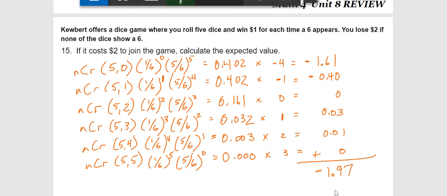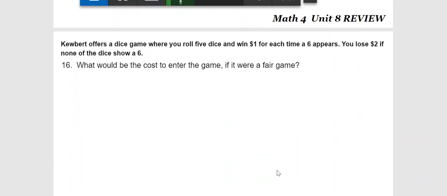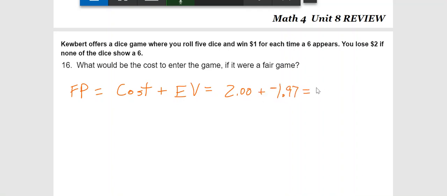Now, hang on, it costs $2 to join the game, and your expected value is you'll lose $1.97. Yeah, that doesn't sound like a really good game. And so we're going to move down to the fair price question. And remember that fair price is equal to cost plus expected value. That was $2 to get in, and then a negative 197 as expected value. That leaves you with a positive 3 cents as fair price.